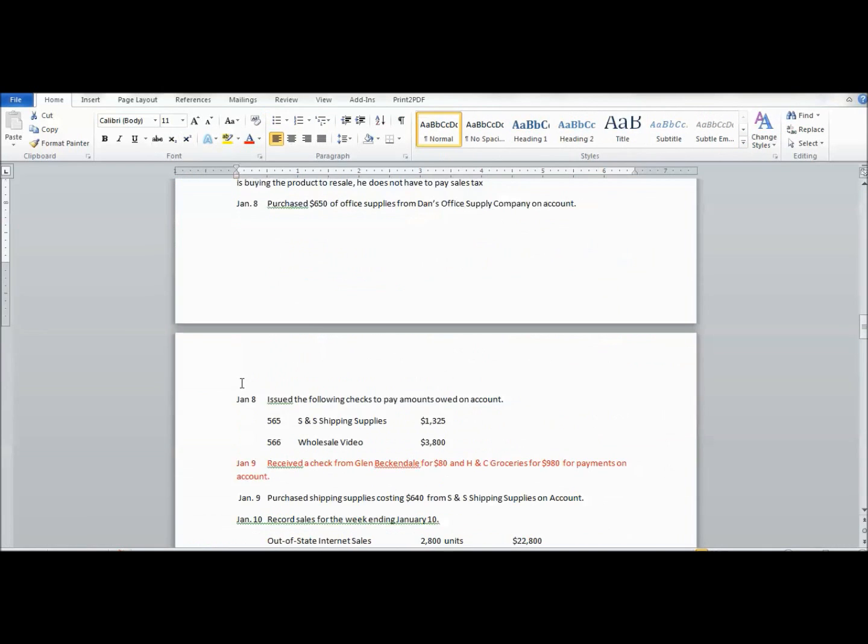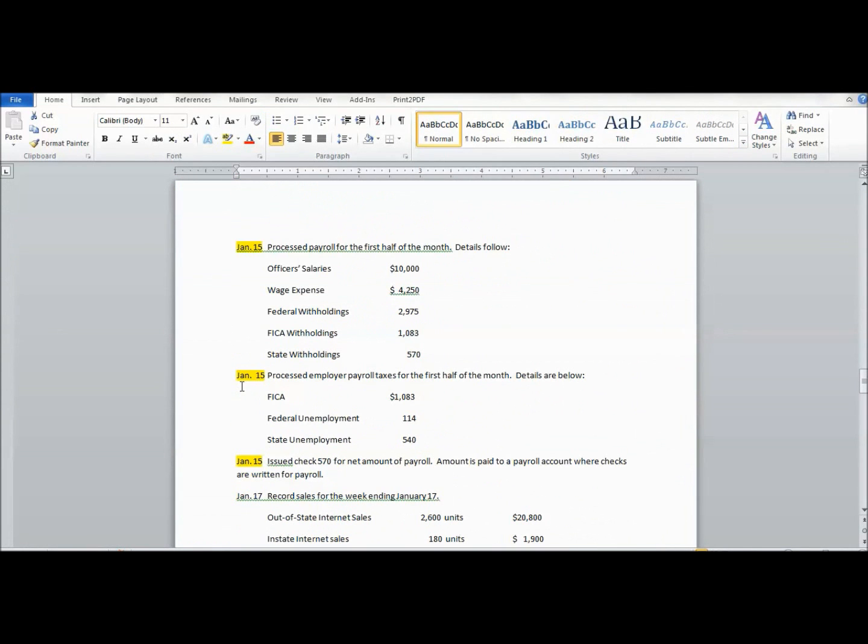Alright, so next we want to look at the payroll. Now payroll is made up of three different things: the payroll amounts that you owe your employees, the payroll tax expenses, and then the amount when you actually write them a check. So let's say, just as a general example, you get paid every 10th of the month.